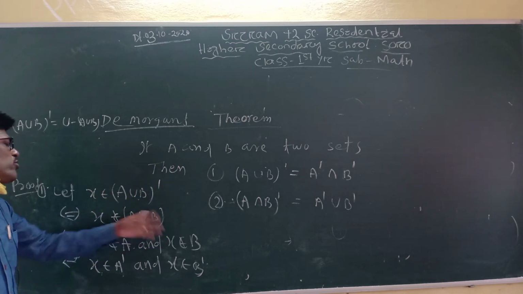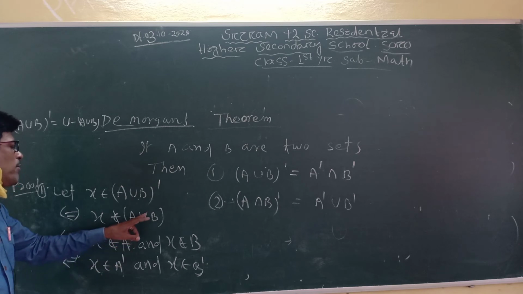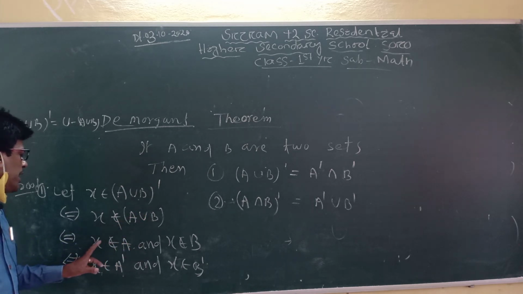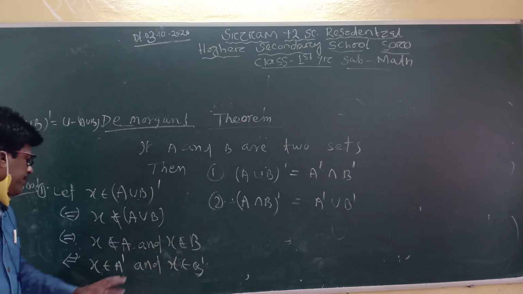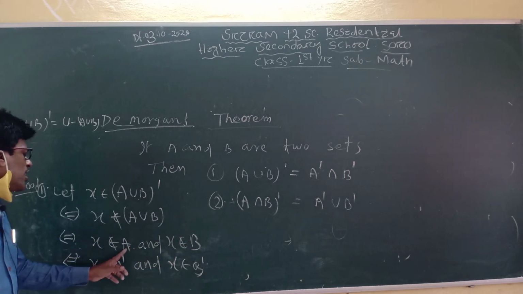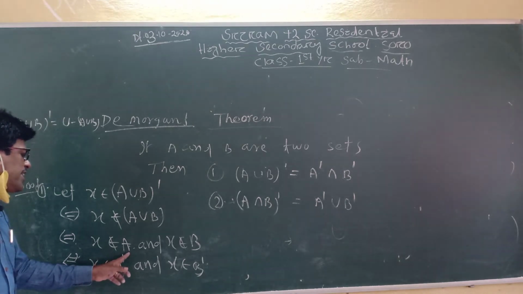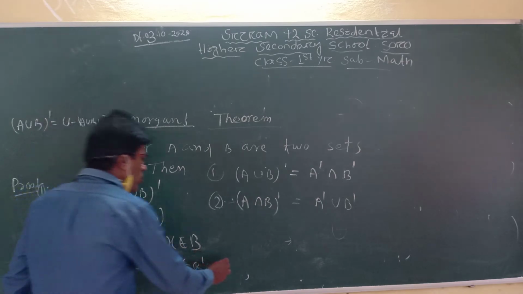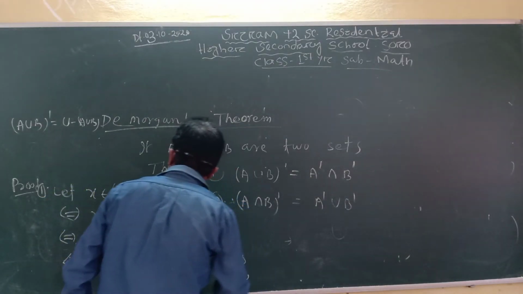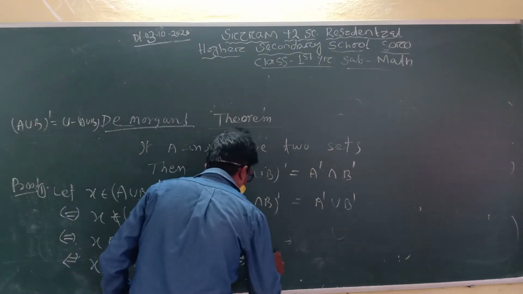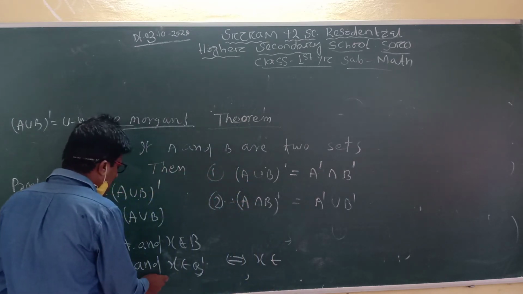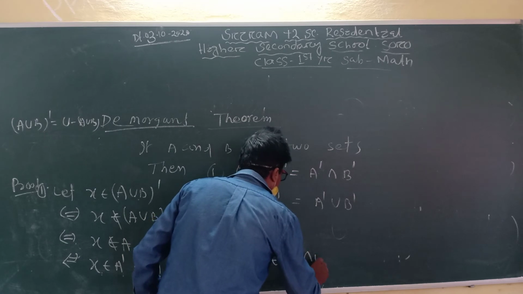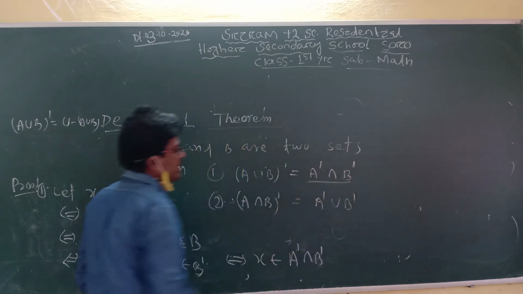So x not belongs to A union B. For union, in the not case, or changes to and: x not belongs to A and x not belongs to B. That means x not belongs to A means x must belong to its complement, and x not belongs to B means x must belong to its complement. So we write it this way: for the symbol and, that is intersection, x belongs to A complement intersection B complement. That is the proof, RHS.